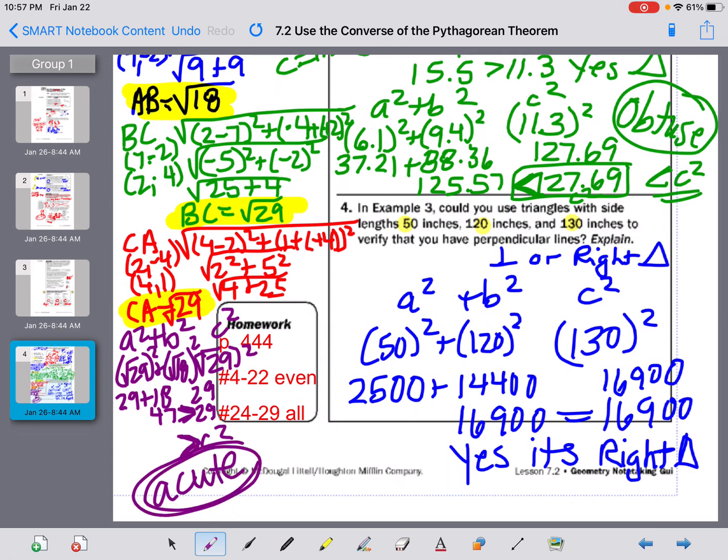Okay, you're in your book tonight, page 444. 4 through 22 even, 24 through 29 all. Once again, I stress this over and over. I need to see your Pythagorean theorems. I need to see a squared, b squared, c squared. Please do not write down right triangle, acute, obtuse, or something like that. I need to see the math. So please show me that work. And if you see one like this with ordered pairs, I need to see some distance formulas. Okay? If you have any questions, let me know.